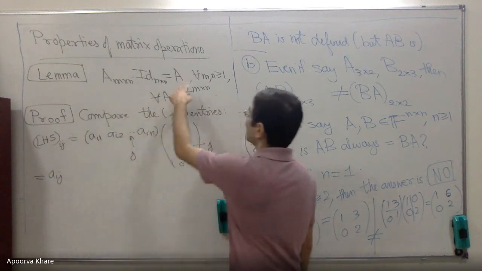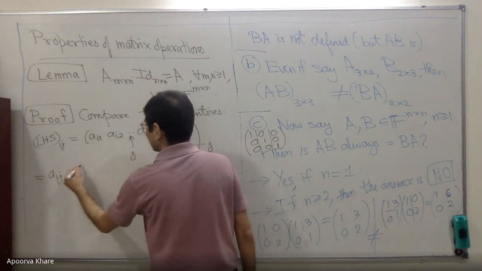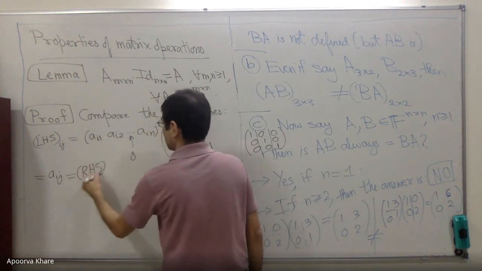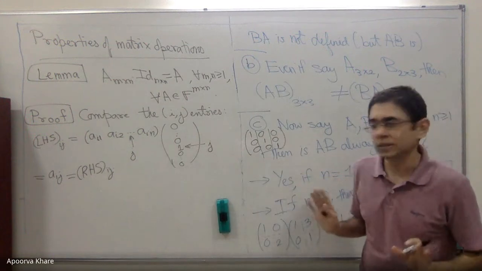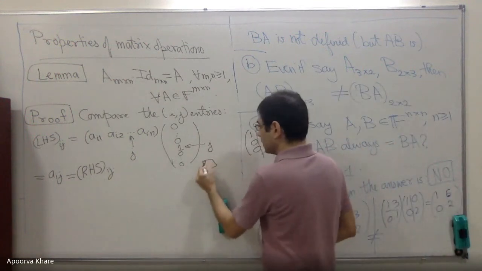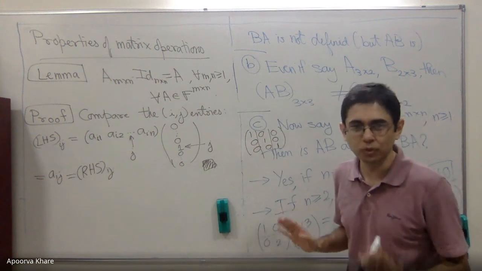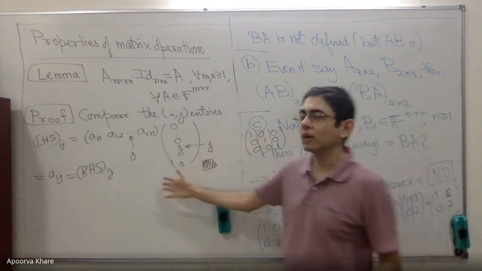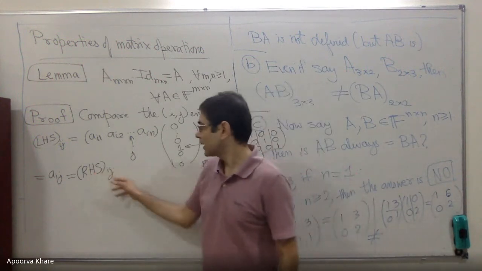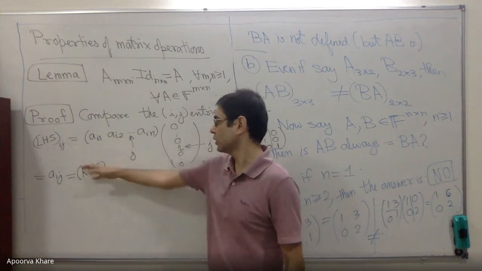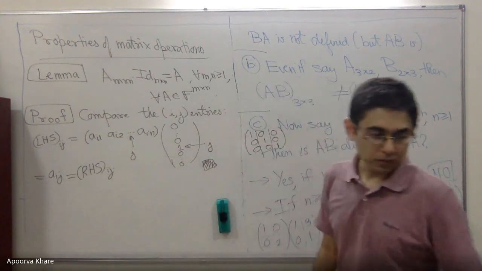But look at the right hand side, that is the matrix A. What is the ijth entry of A? It is exactly A_ij. Because the equality holds for all i and j, we are done. That's the proof. It's a very simple proof, there's nothing much to prove in it, but I wanted to write it down for you so you see how it's done. The right hand side ijth entry and the left hand side ijth entry are both equal to A_ij. Okay, that is one lemma.